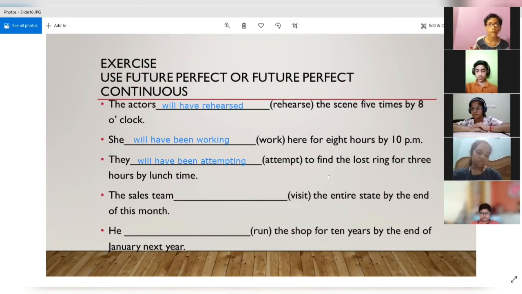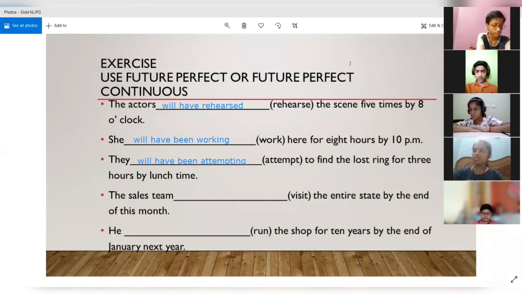So when the ring has still not been found out, they will continue the search, right? So the action will be going on until the ring is found, right? So that is why we will use the perfect continuous, because the lunch time is the specified time in future, and the action will be going on because the lost ring is still not found. So the action continues at that time. Okay.